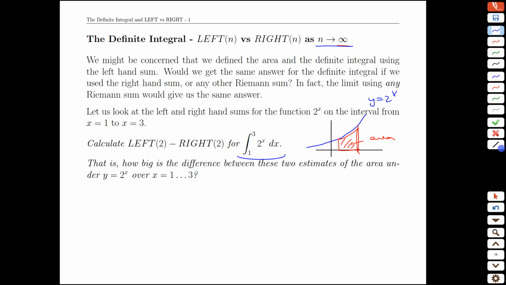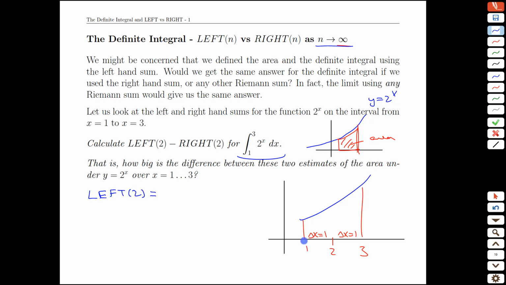One way to look at this is to look at our graph again, 2 to the x here, and we're going to divide the interval from 1 to 3 into two subintervals. So nice, delta x being 1, from here to here is 1, from here to here is 1, those are our widths. And when we calculate the left sum with two intervals, we're going to go up to the graph at the first point, that'll be 2 to the 1. And then we'll go up to the graph at the second point, that's 2 to the 2. And we're going to multiply by the width in each case. So again, these are rectangles, height times width plus height times width. And that's going to give us 4 plus 2 is 6. If we draw it, it would be this sum here.